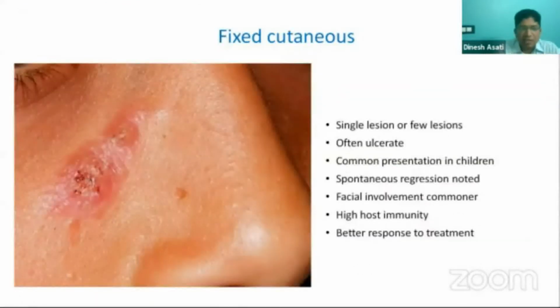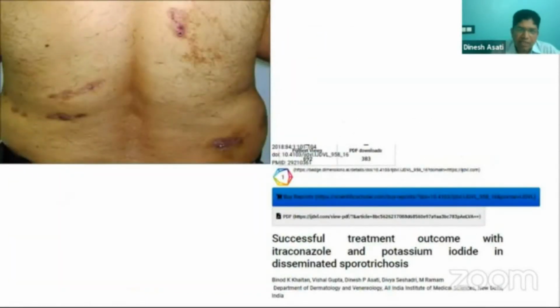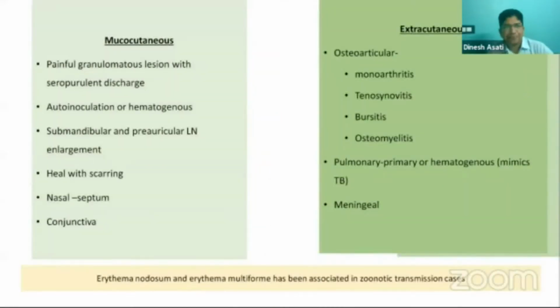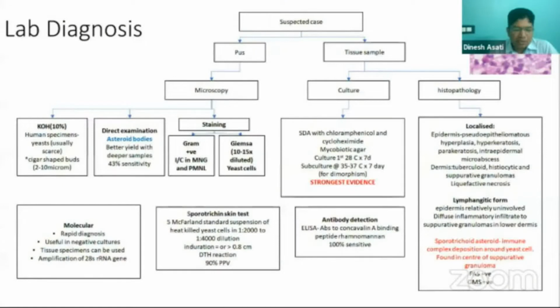But then there are other varieties also: fixed cutaneous sporotrichosis, and also the disseminated variety of sporotrichosis. These are rare, not very common. The most common, again, we have to remember, is this linear lymphatic spread. Then there are various other presentations.